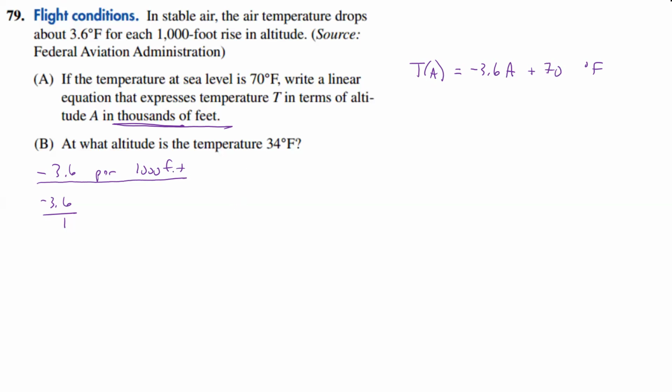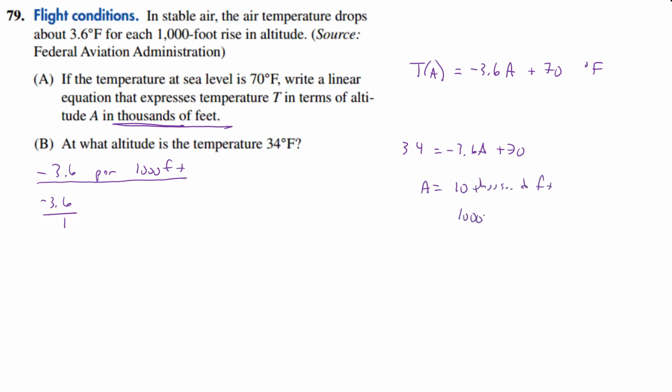The next one now says, at what altitude is the temperature 34? Well, that's just take 34 equals negative 3.6A plus 70. And so we'll take 34 minus 70 and then divide by negative 3.6. And so it looks like 10. So A is equal to 10. Well, A is 10 what? Well, 10,000 feet.